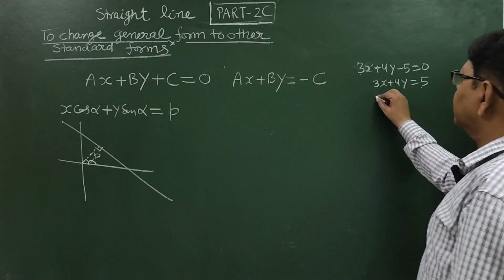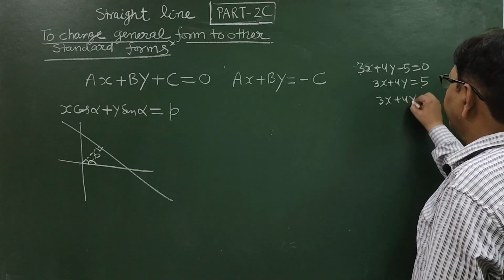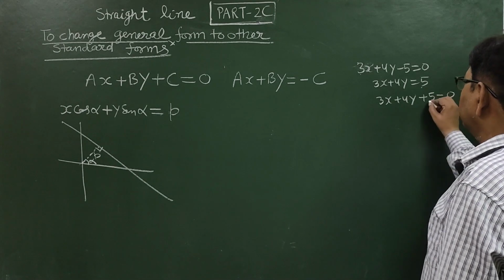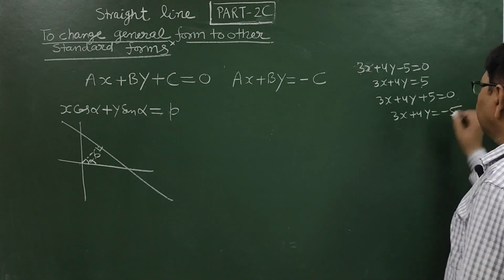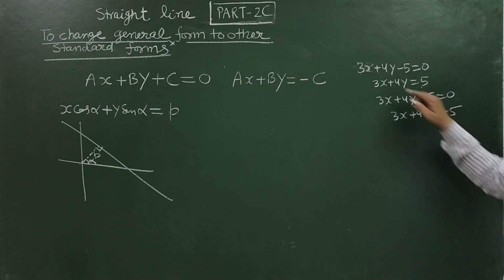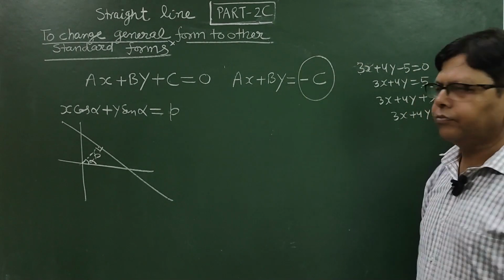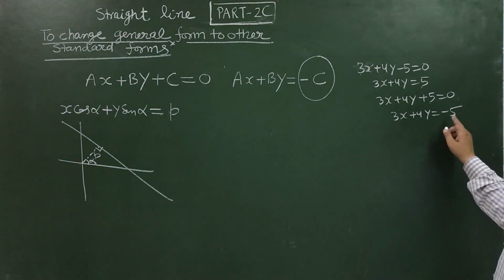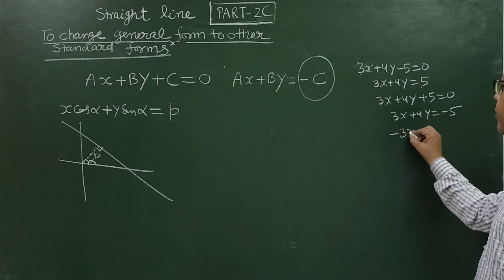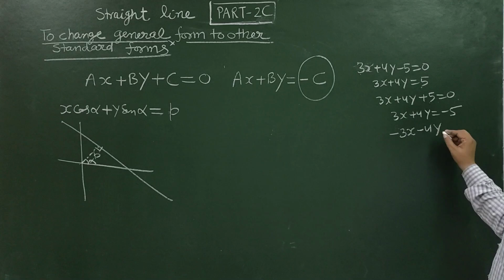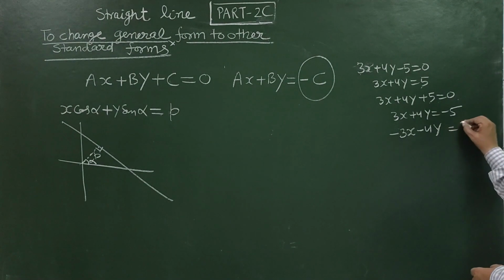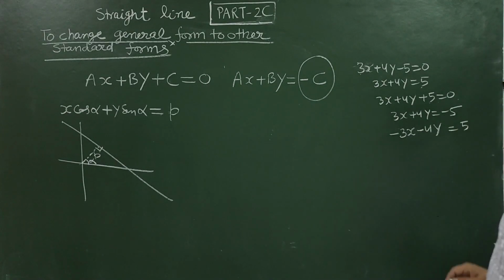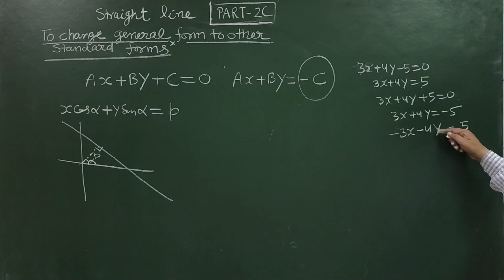But if we take the equation as 3x plus 4y plus 5 equal to 0, if you transpose the constant term to the right hand side, it becomes negative. So we have to keep it positive, means this side should be positive. For that, we multiply by minus 1. So if you multiply by minus 1, then left hand side becomes minus 3x minus 4y, and right hand side is plus 5. Now you can apply the conditions to solve it further.